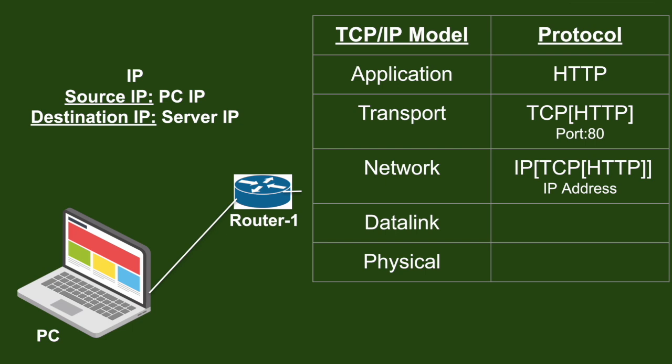So what would be the source IP address? Obviously, the source IP address is going to be the PC's IP address. And the destination IP address is going to be the server's IP address, because that is where the communication has to happen between the PCs and the servers. Now, all the routers in between are only enabling these PCs and the servers to communicate with each other and send the IP packets. Once again, we are doing an encapsulation.